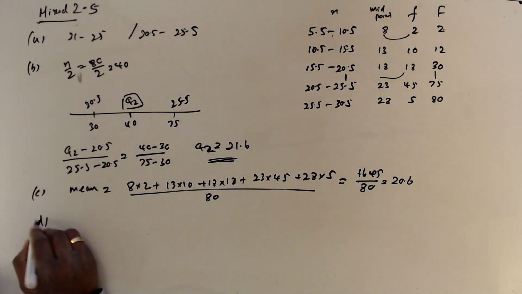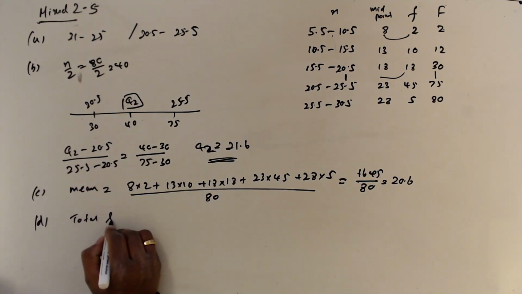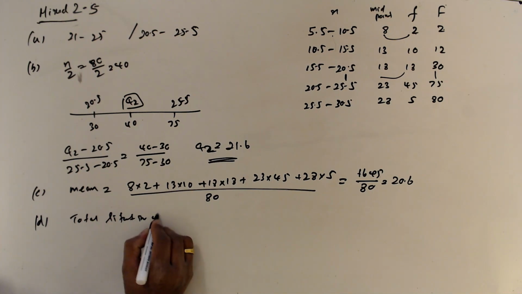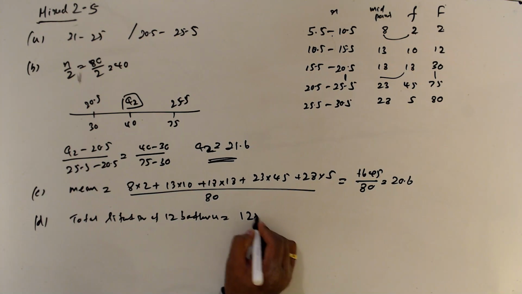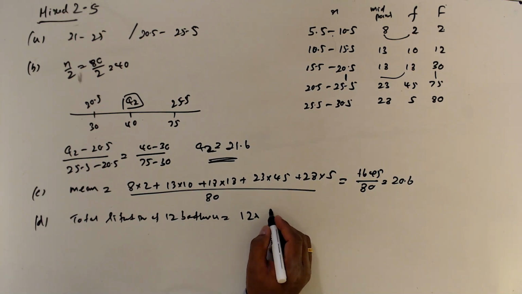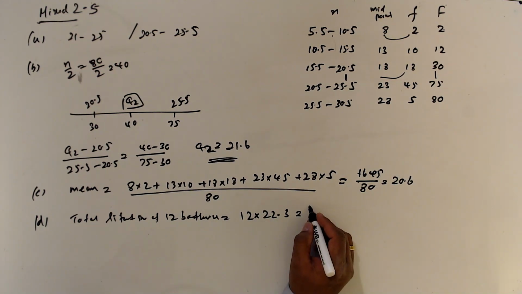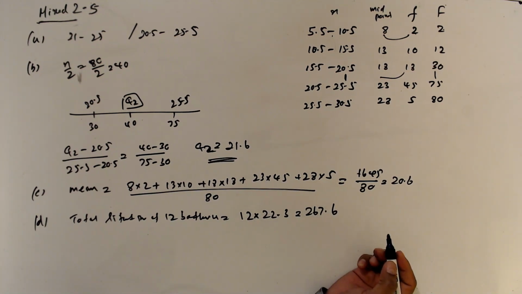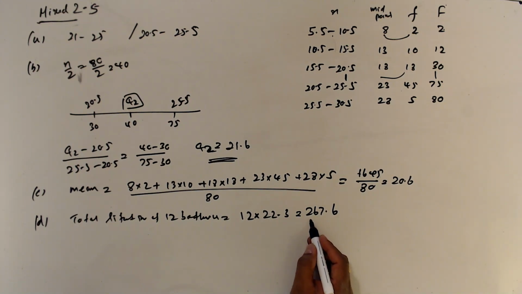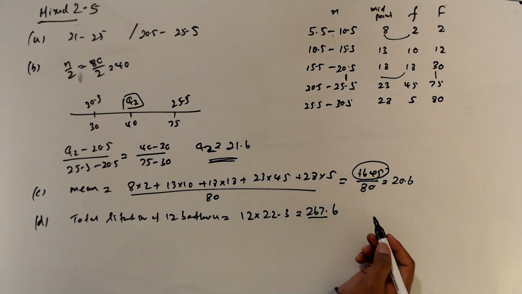So part D, another 12 batteries is going to add this one. So total lifetime of 12 batteries: 12 multiplied by mean, that is 22.3. So this will come to 267.6. Now we have the total lifetime of this 12, and this is the total lifetime of 80 batteries.